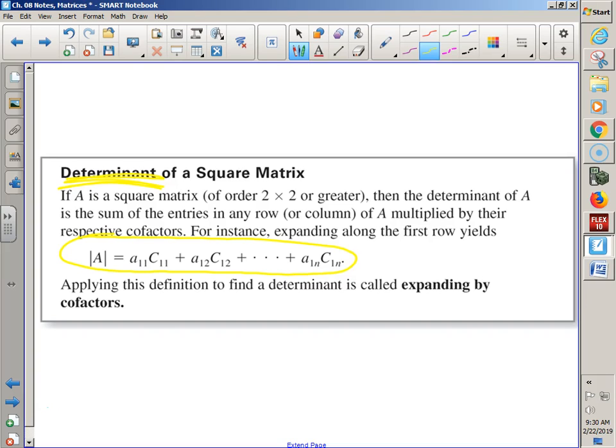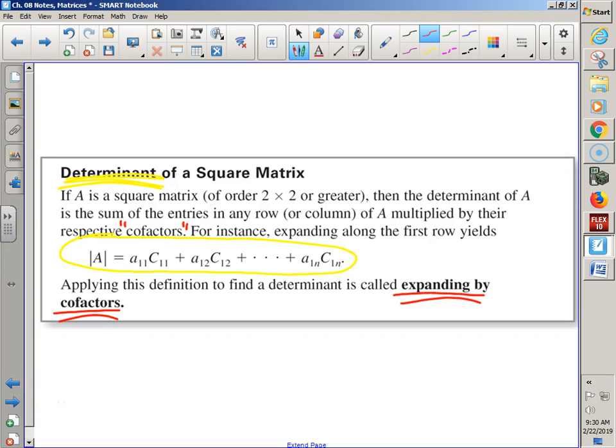Whoa. There should be something in your brain right now saying ding, ding, ding. I don't know this word. Expanding along the first row would yield... Applying this definition to finding a determinant is called expanding by cofactors. This formula and how it finds a determinant is the process called expanding by cofactors.